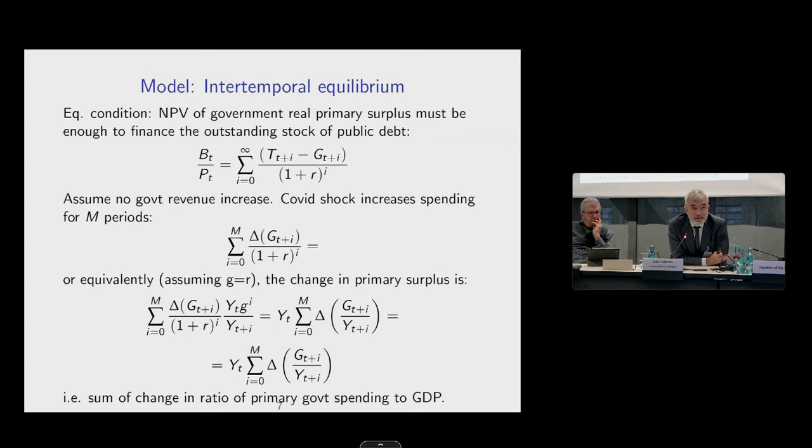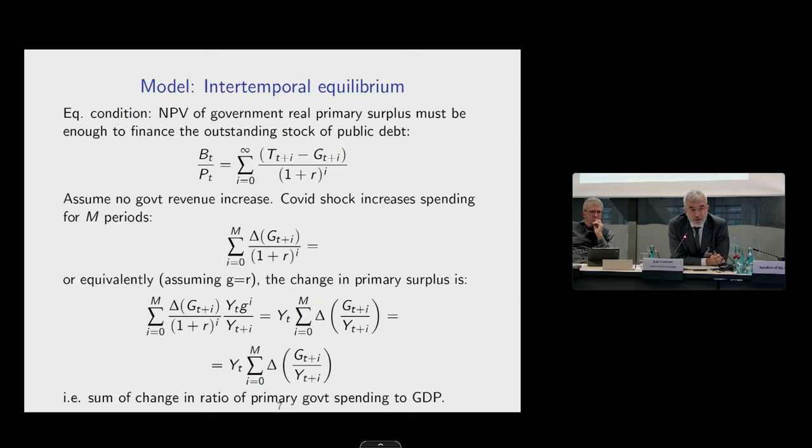You have basically an equilibrium condition. I'm not going to enter into this division. If John Cochrane heard the budget constraint, you know he hates that. But this is to the eye of the beholder. Here we think of an equilibrium condition: the net present value of the government real primary surplus must be enough to finance the stock of private debt. So on the right you have real surpluses; you could put the P on the right to make it nominal.